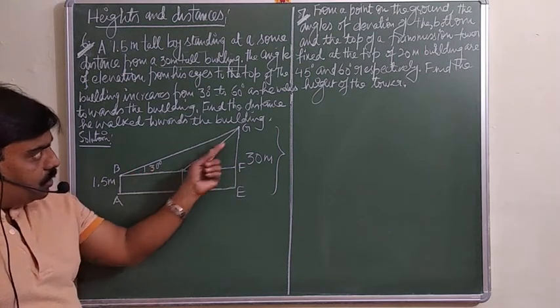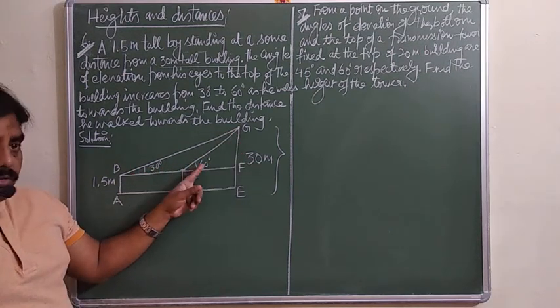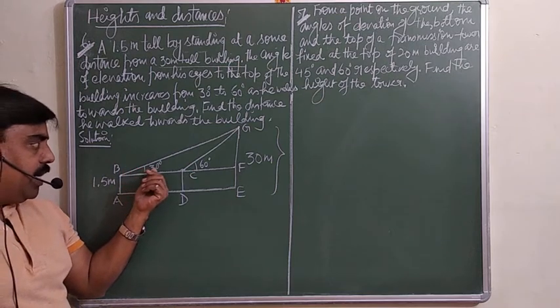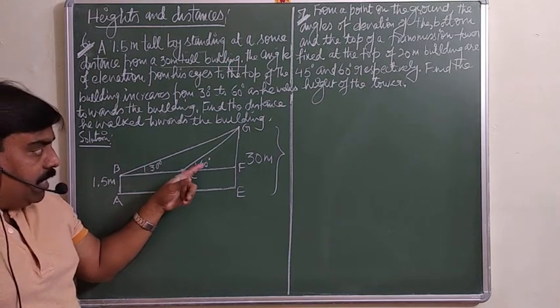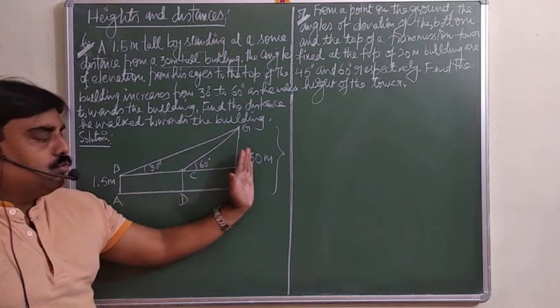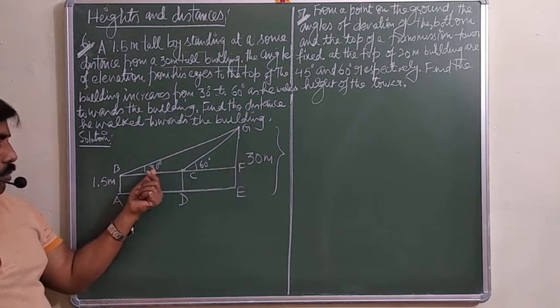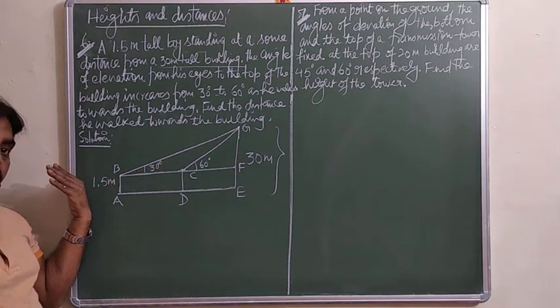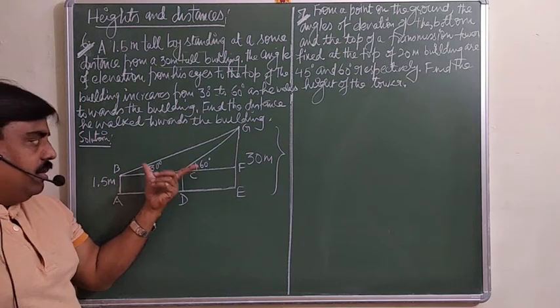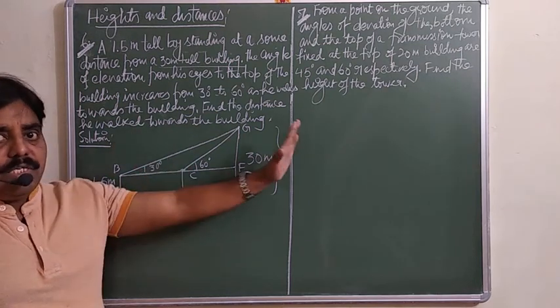As he is going towards the building, the angle is going to increase. If the angle increases, it means we are going towards the object. If the angle is going to decrease, it means we are going away from the object. So from the angle also we can understand whether we are going towards the object or going away from the object.